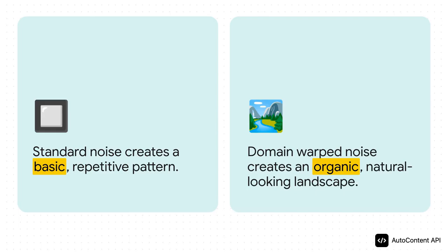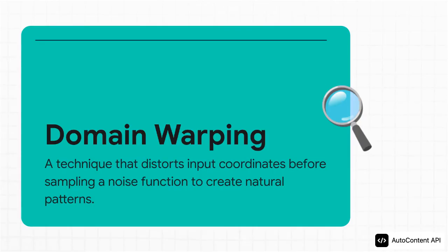The technique that makes this incredible change possible is called domain warping. The best way to think about it is like this. Imagine your computer screen is a perfectly flat, stretched out sheet of rubber. Domain warping is like taking that sheet and pinching it and stretching it and twisting it before you even start to paint. By distorting the space itself, you introduce all these natural, flowing, chaotic patterns.